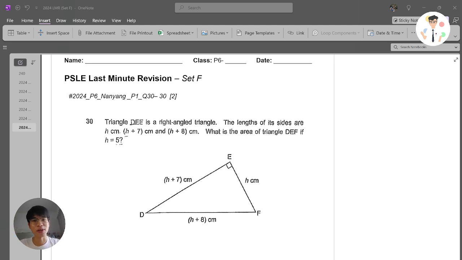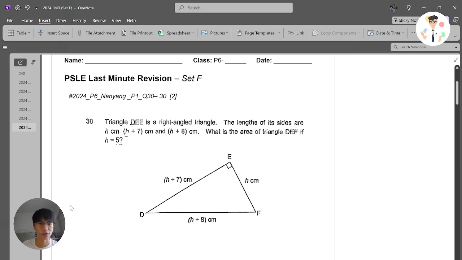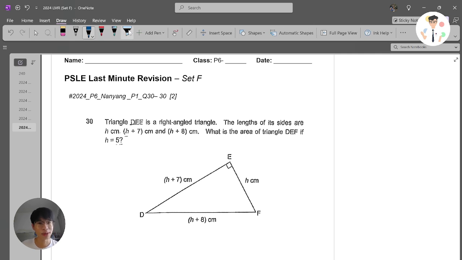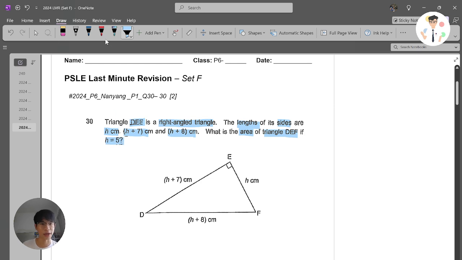Okay, now let's discuss our first question here. The first question comes from Nanyang paper 1, and it says, triangle DEF is a right-angled triangle, and the lengths of its sides are h cm, h plus 7 cm, and h plus 8 cm. What is the area of the triangle DEF if h is equal to 5?